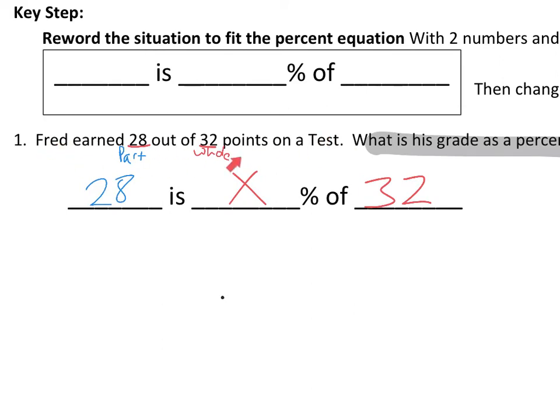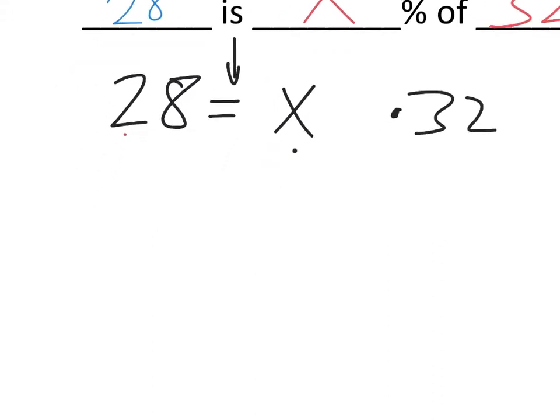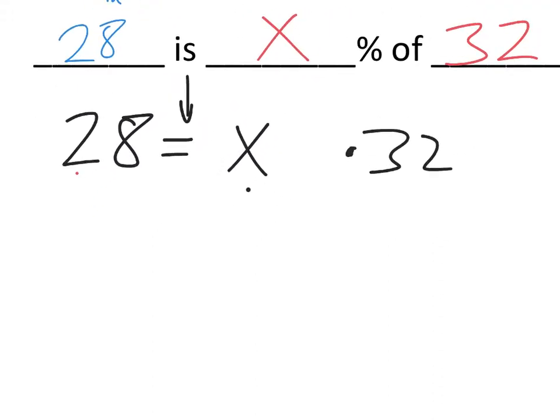Now we can forget about the situation with Fred and the test and just solve for x. So we rewrite this as an equation: 28 equals x times 32. And x is going to be a decimal here that we'll need to change back into a percent. Now we can ignore the words completely and just ask, how do we solve this? Let me remind you, I forgot to mention this: remember that of means times. Whenever we see of in a situation, it means multiplication.